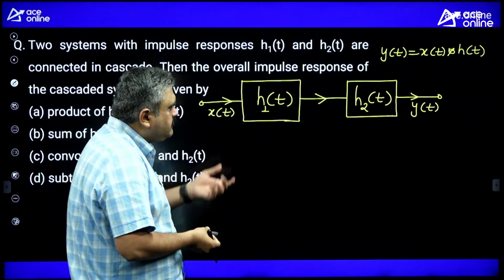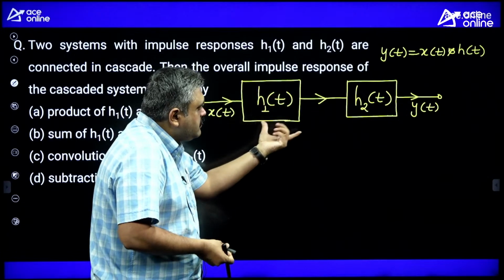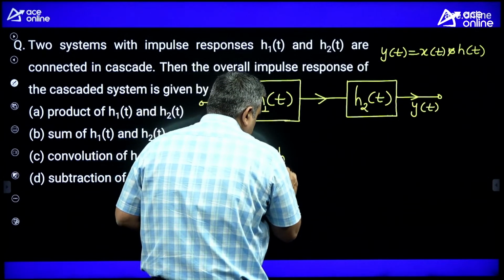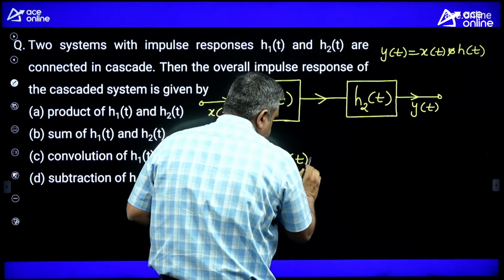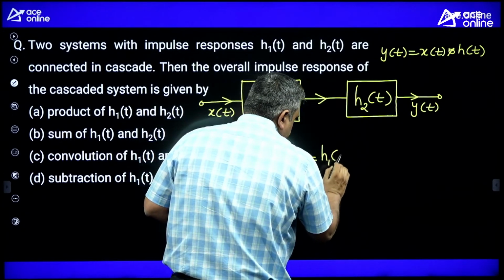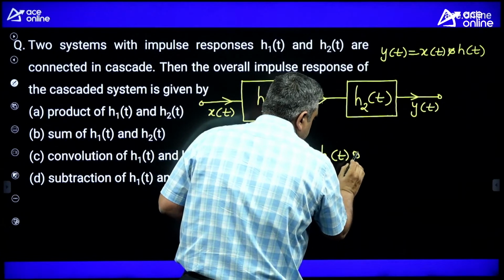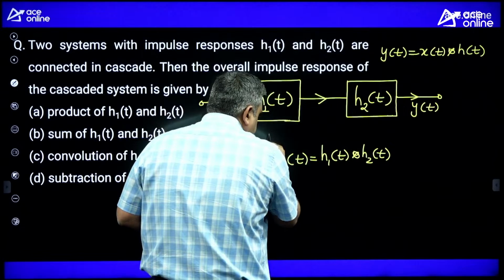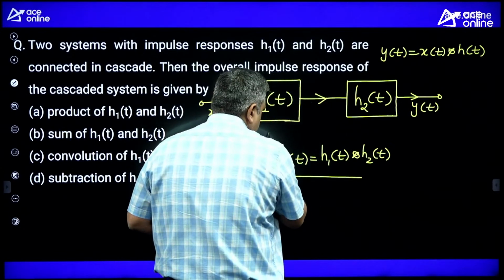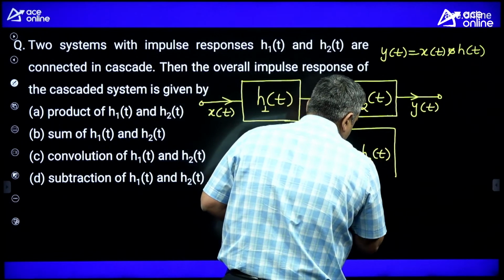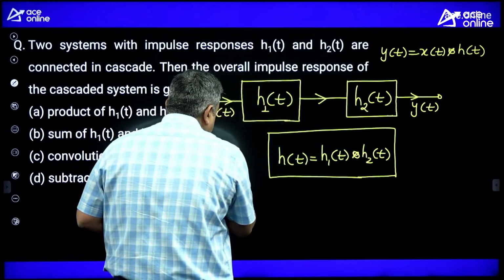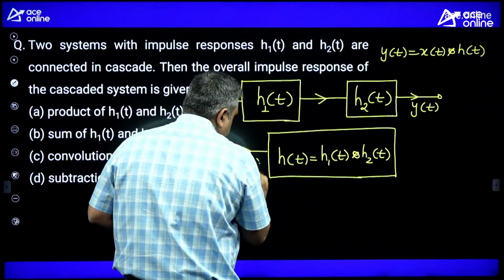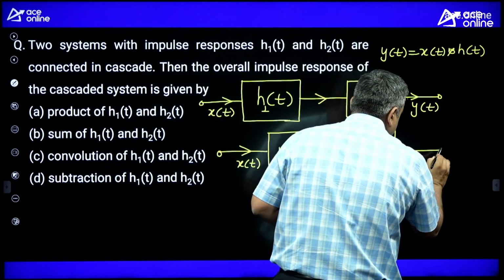Now in place of h of t you have two blocks in cascade. That means the overall impulse response of the system should be h1 of t convolved with h2 of t. Now this is the overall system representation. For this system you give an input x of t and then you take an output which is y of t. That's all, over.